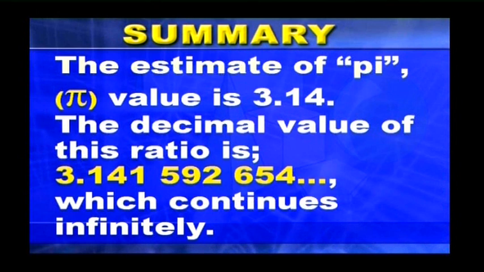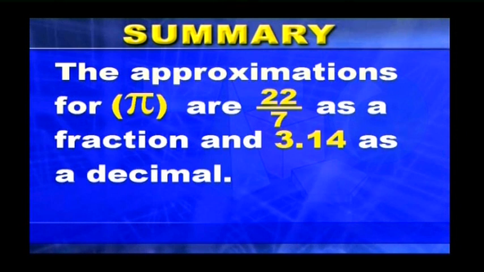Next, the approximations for pi: in fraction it is written as 22 over 7. The numerator is 22 and the denominator is 7. And as a decimal number, it is written in 2 decimal places, that is 3.14. Again, the approximate value for pi in fraction form is 22 over 7, and as a decimal, in 2 decimal places, 3.14. That's the estimation or approximation.